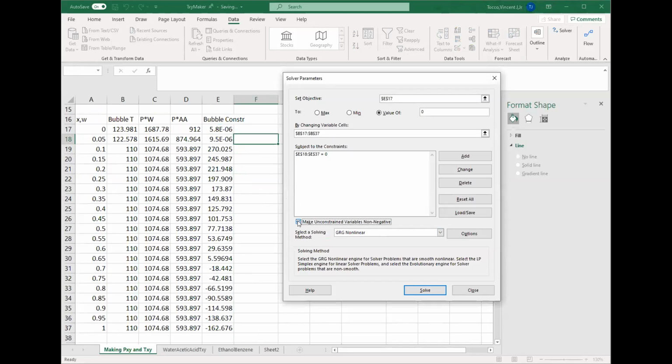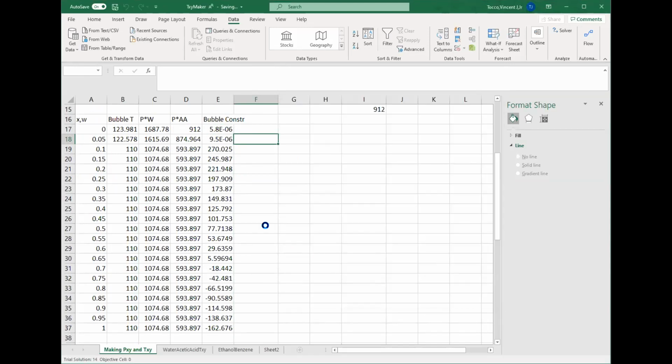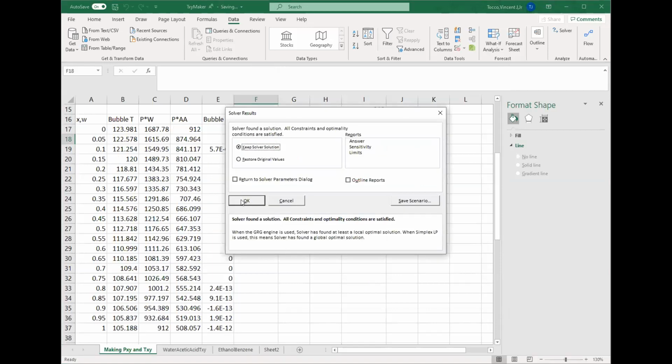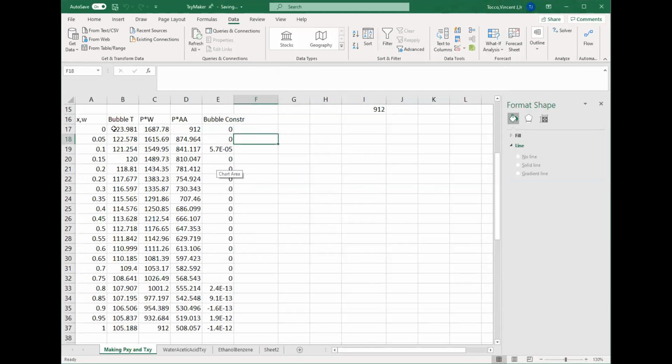And I also have to uncheck this box that says make unconstrained variables non-negative. I'm not sure why that is the default option, but I don't want to make that true. And then I click Solve. After a couple of seconds, Excel has now solved for my bubble point temperatures for me. So this is now the bubble point curve.